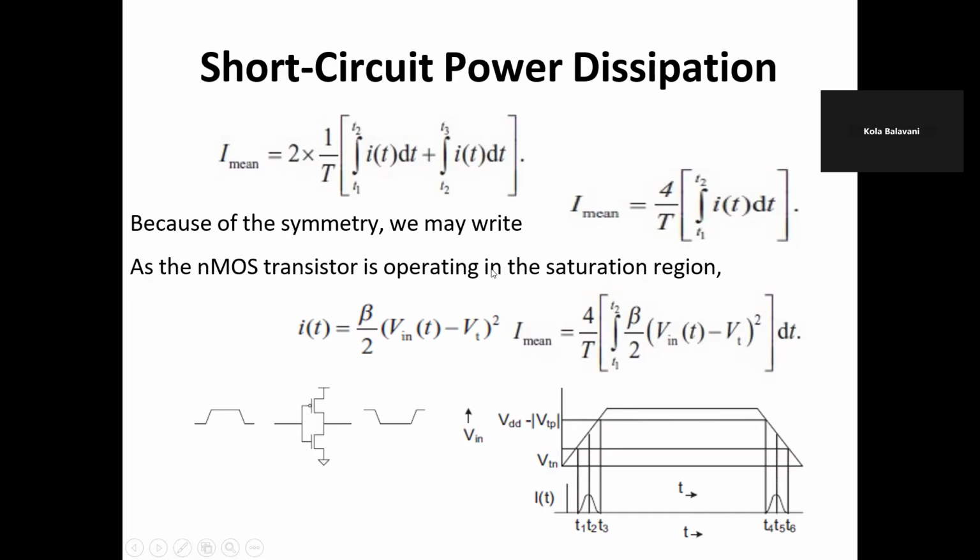We already studied in VLSI design the formula for the operating current in the saturation region. So this is I of t equal to 4 by T into the integral from T1 to T2 of some voltage value.